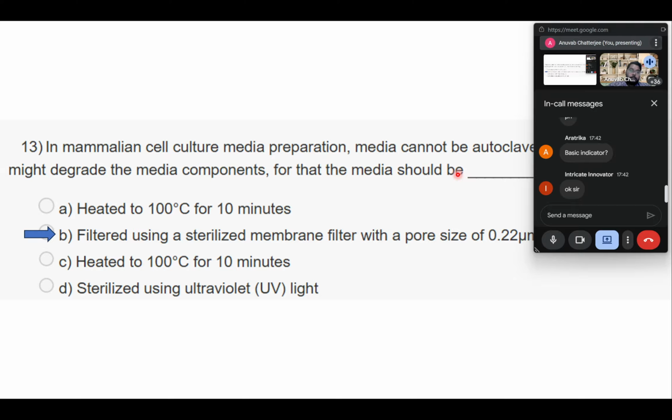Can anyone tell me what the 0.22 filtration is for? What are you filtering? Bacteria. Yes, but why do you need a 0.22 micrometer filter? Why not larger? Okay, I will just tell you that 0.22 does filter bacteria, but also filters viruses.